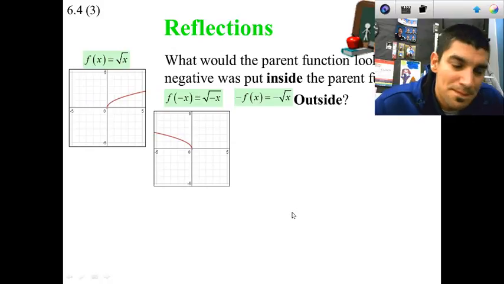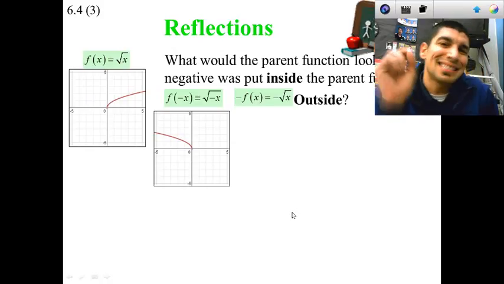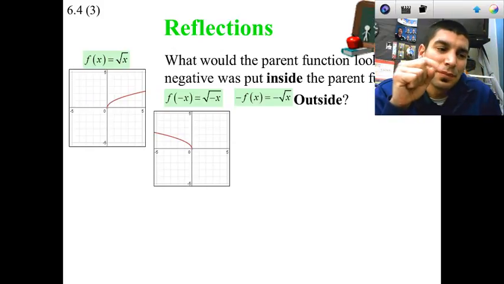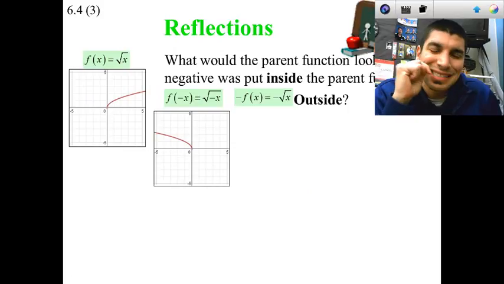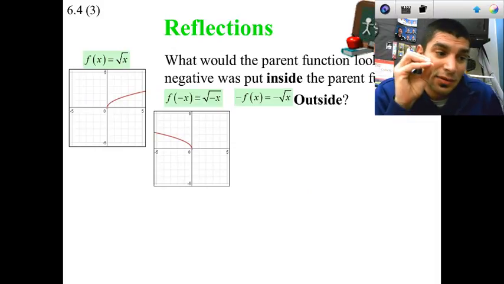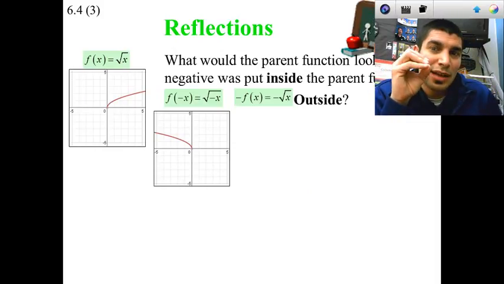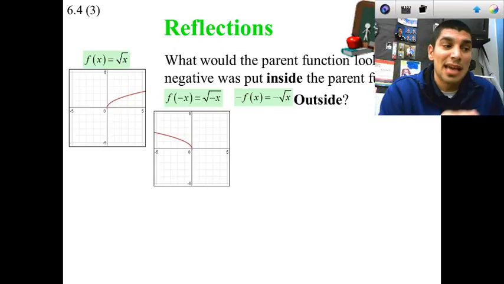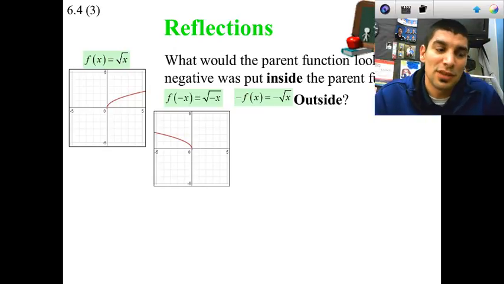Okay? Using that same idea, what happens if there's a square root outside? In your groups, discuss what this graph would look like. I'm saying a negative square root of x, which is the same thing as the negative f of x, of the original f of x, okay? What would it do?